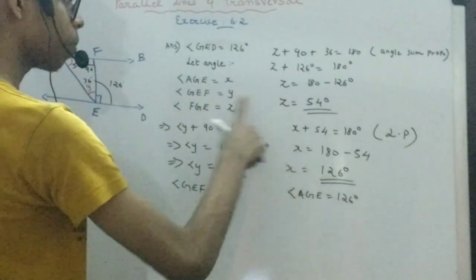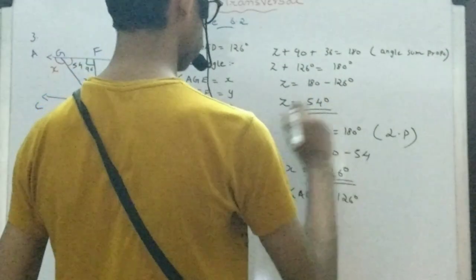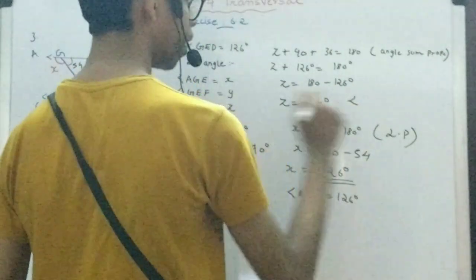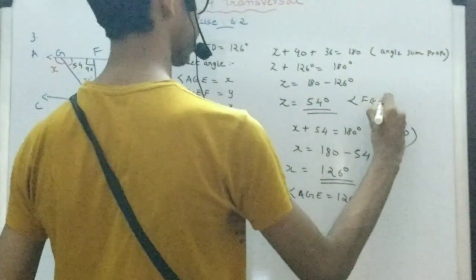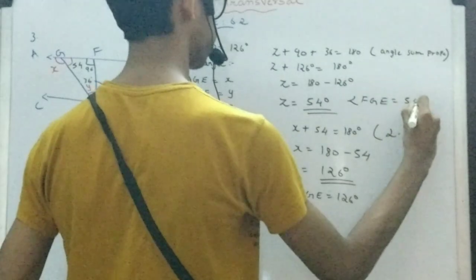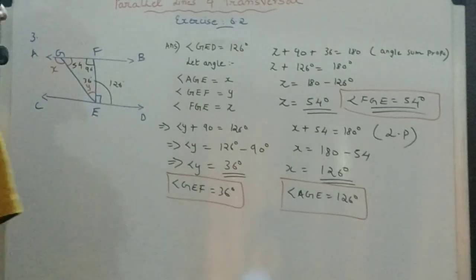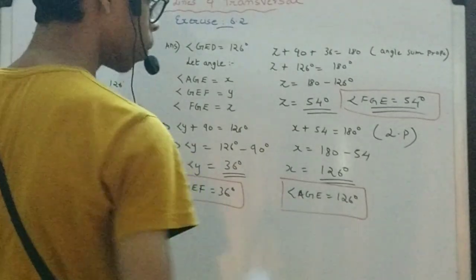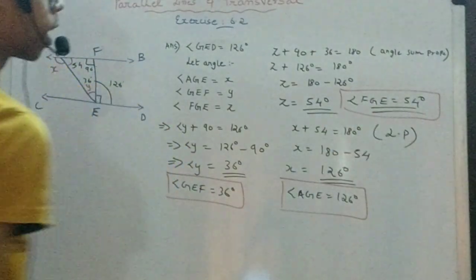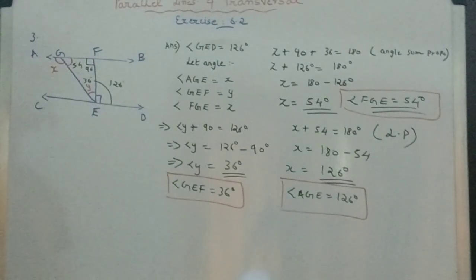Similarly here also, angle Z was what? Z we had considered angle FGE. So angle FGE is equal to 54 degree. Okay, we found angle GEF is equal to 36, angle AGE is equal to 126 degree, and angle FGE is equal to 54 degree. Okay, I hope it is clear.